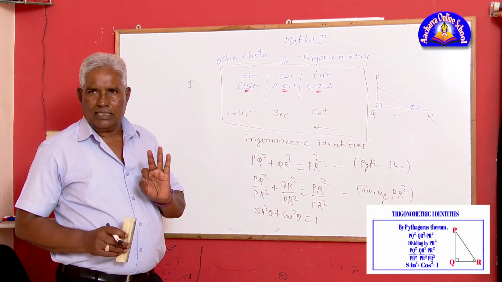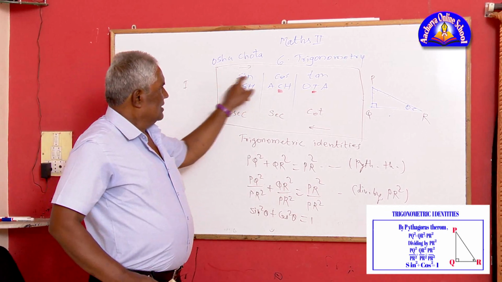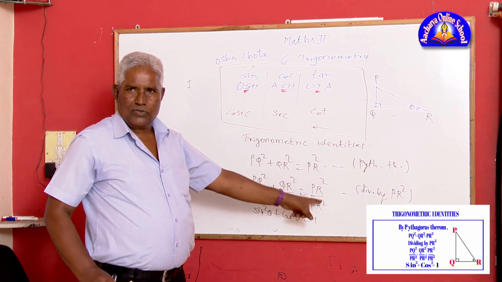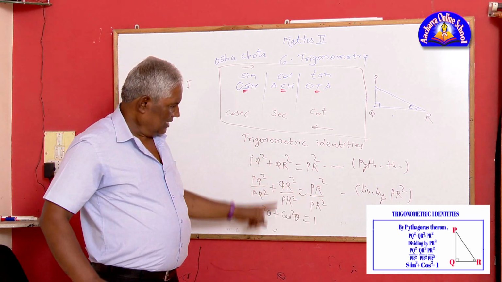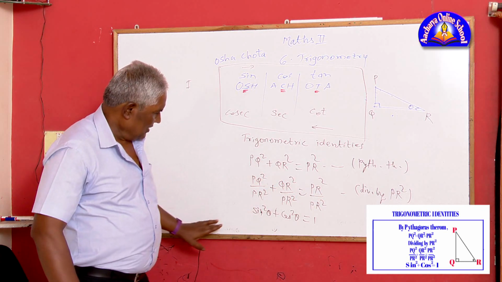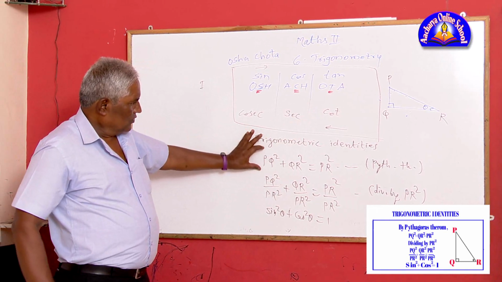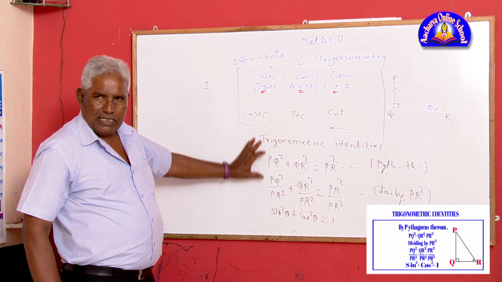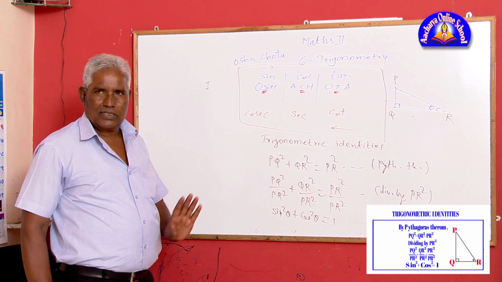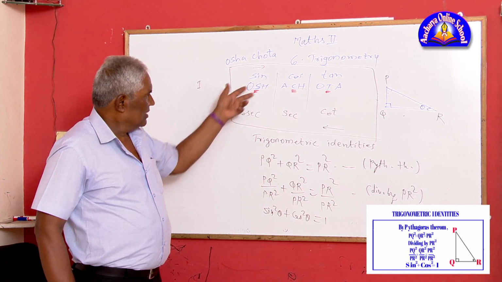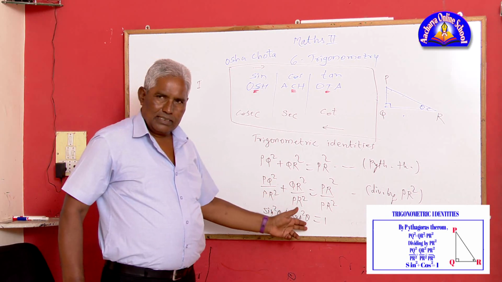There are only three identities. We have studied the relation between these two. Sine square plus cos square is equal to 1, and that formula is proved here. We have not taken extra efforts. We have used only the Pythagoras theorem and the definitions of trigonometric ratios. Only by the Pythagoras theorem and these definitions of ratios we got this identity.